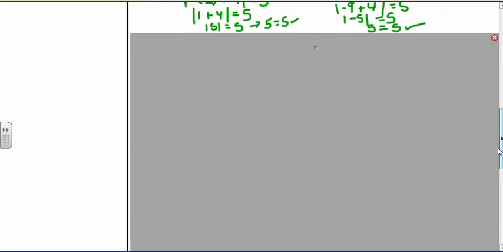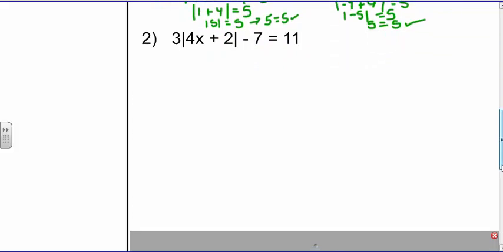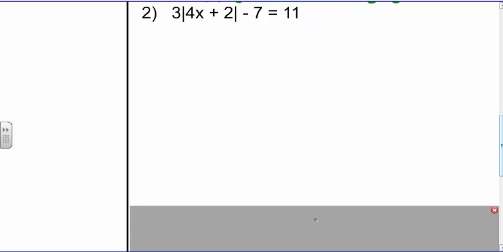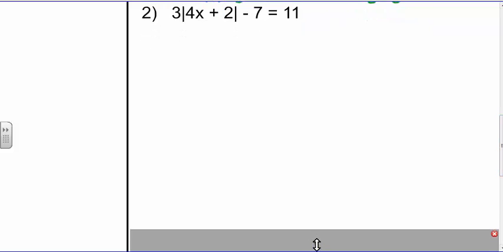Let's take a look at another example. Now note in this case, there's some stuff outside the absolute value. So we have a 3 on the outside and a minus 7. So that's 3 times the absolute value of 4x plus 2, minus 7 equals 11. You cannot distribute the 3. It does not work in this case because we have absolute values, not parentheses. So you have to isolate the absolute value part first before we can solve.